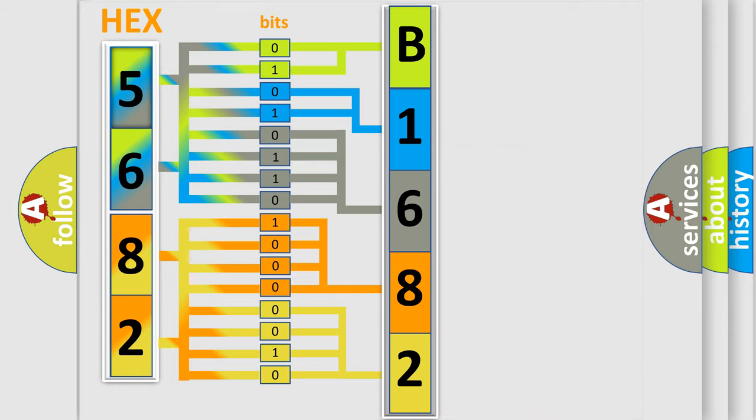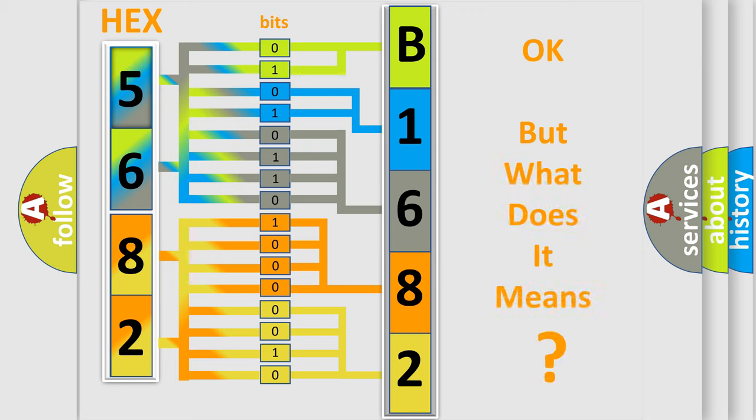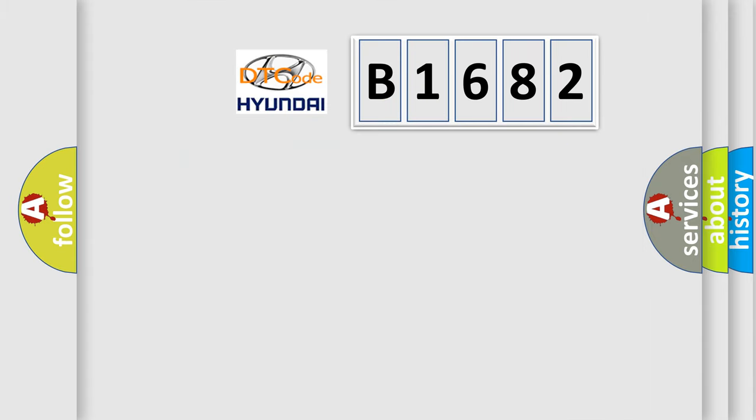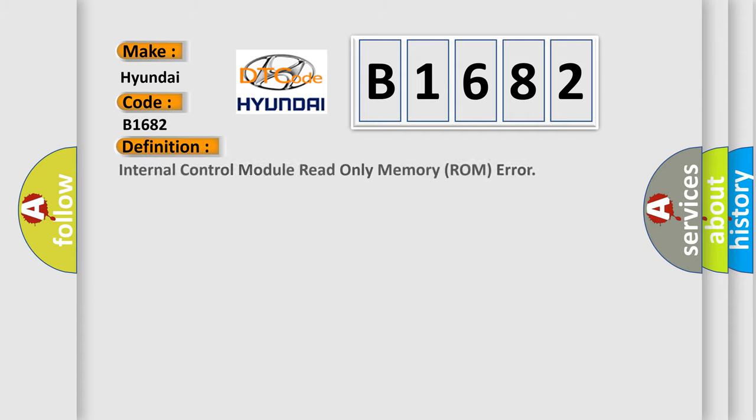We now know in what way the diagnostic tool translates the received information into a more comprehensible format. The number itself does not make sense to us if we cannot assign information to what it actually expresses. So, what does the Diagnostic Trouble Code B1682 interpret specifically for Hyundai car manufacturers? The basic definition is internal control module read-only memory ROM error.